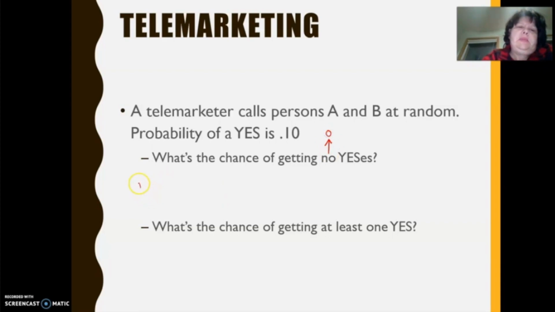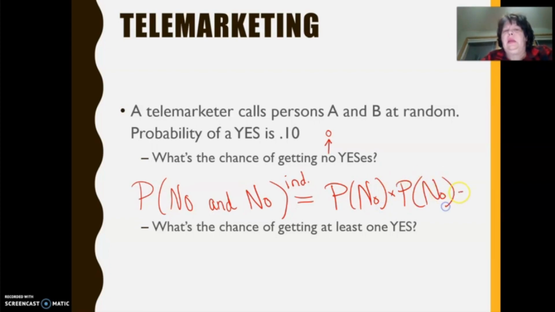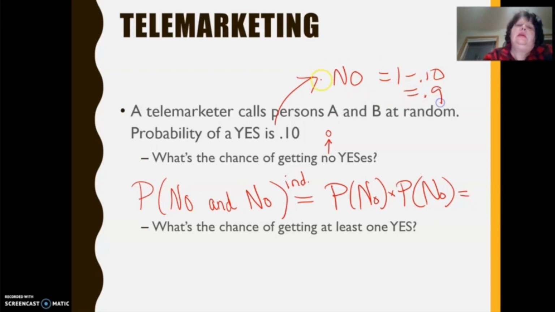So it would be probability of a no and a no for A and B, right? Because there's no yeses. So we're going to split that up because they're random, they're independent. So that's probability of no times just the probability of no. And what's the probability of no? If yes is 0.10, no is 1 minus 0.10, which is 0.9. That's the probability of no. So this is 0.9 squared, which is 0.81. So we use the complement rule there.